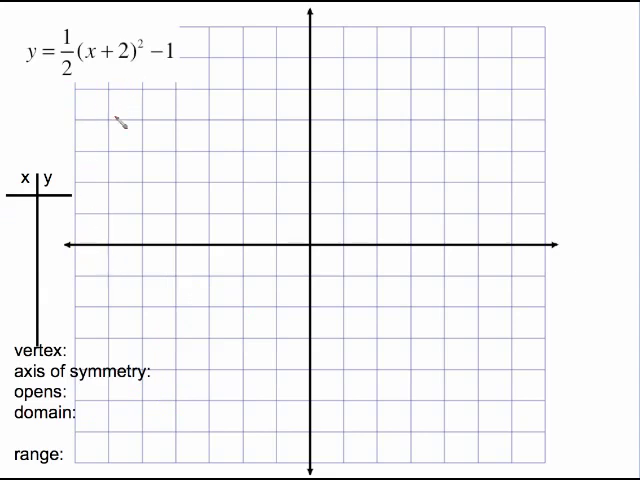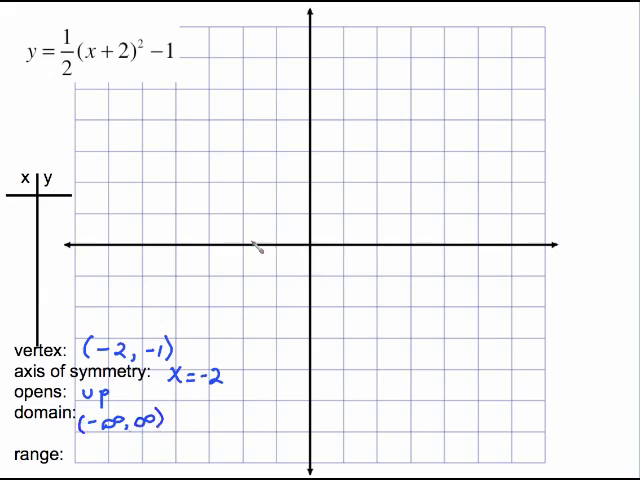All right, the vertex inside the parenthesis is going to be a -2 followed by a -1. Gives me an axis of symmetry of x equals -2. Because this is positive, it opens up. The domain is our usual, -infinity, infinity.